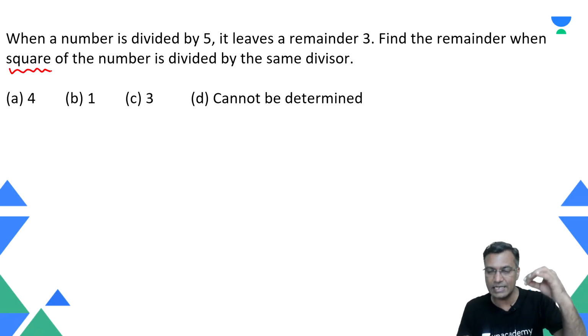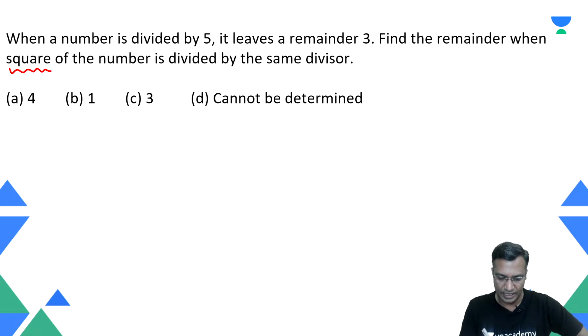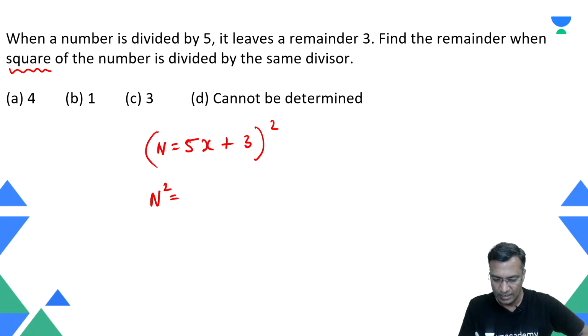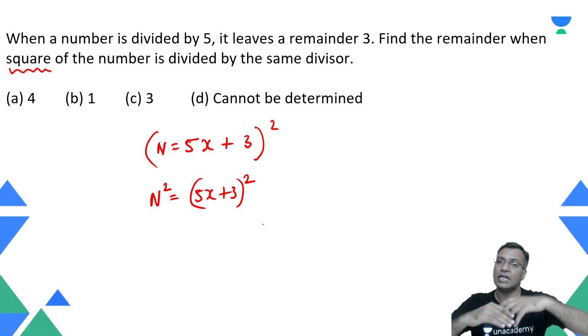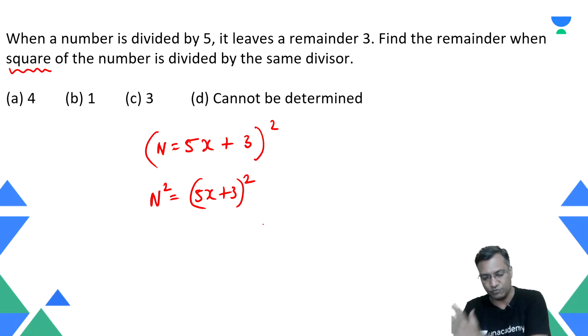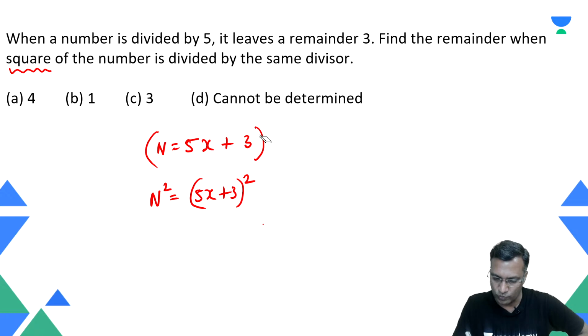Mathematically, if I'm doing it like a high school child, it looks like this. My number is 5x plus 3. The square of the number, in the sense, I need to square this whole expression. Left hand side n square, right hand side (5x plus 3) whole square. Square of the number means the entire expression. n square I will do, and therefore the other side, (5x plus 3) whole square, also I will do.